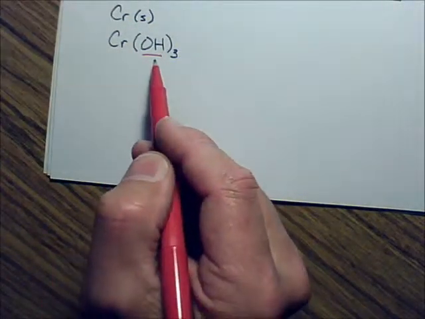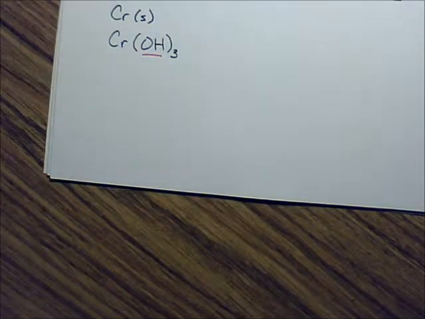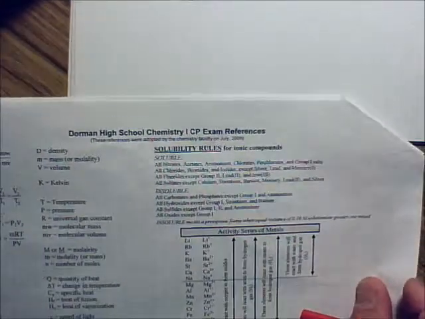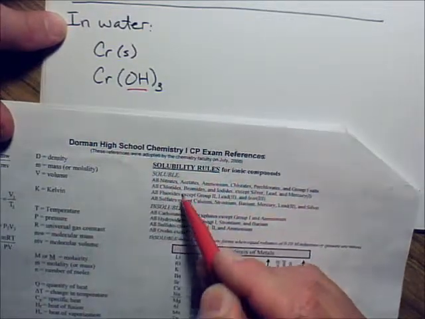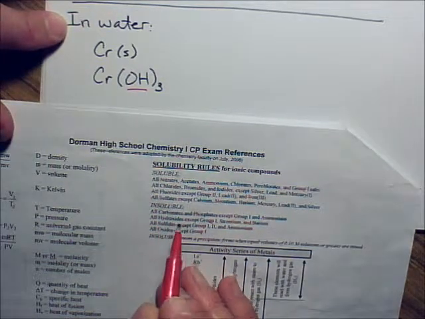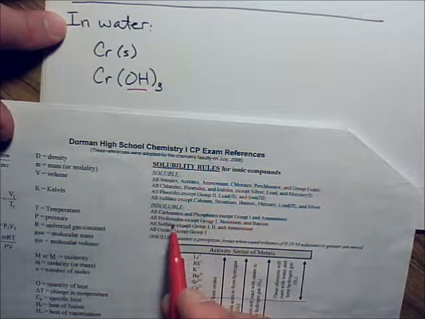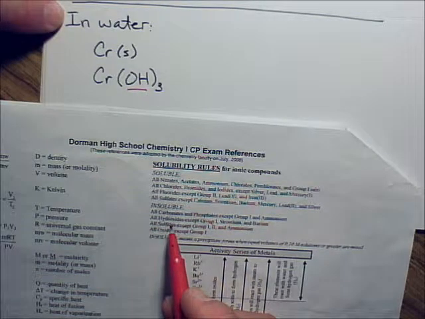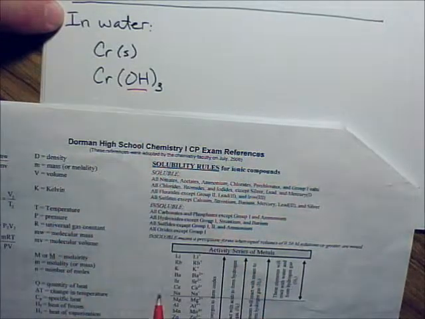Now that we know there's a polyatomic ion, we know it's an ionic compound. So using the solubility rules, we can determine if it's going to be in water, aqueous, or solid. Chromium is not listed in here, but hydroxides are. It's right down here, and it says hydroxides are insoluble. Insoluble means that in water, they're not going to dissolve. So most hydroxides are insoluble.